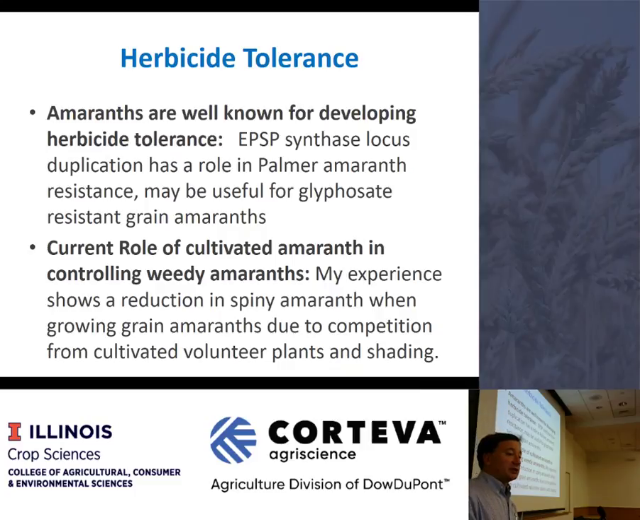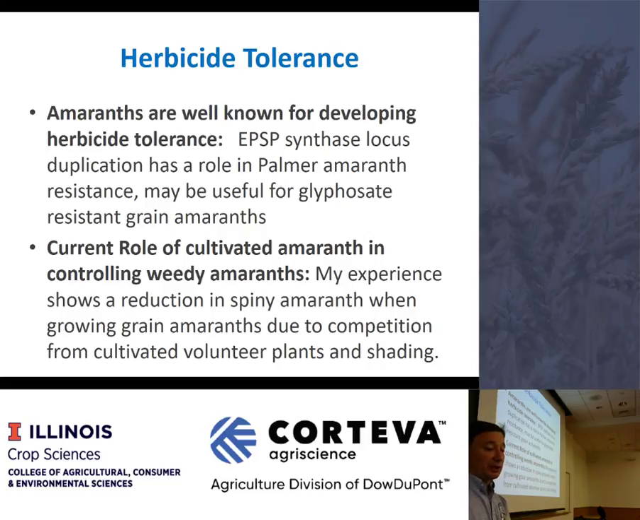In herbicide tolerance, amaranths are well known for developing herbicide tolerance, including glyphosate resistance, so it'd be neat to know how much malleability the genome has in terms of EPSPS and how it compares to Palmer amaranth. But Palmer amaranth looks to be a smaller genome and especially more rearranged for some of its resistance characteristics. So the current role of cultivated amaranth might be more important as a way to control weedy amaranths.